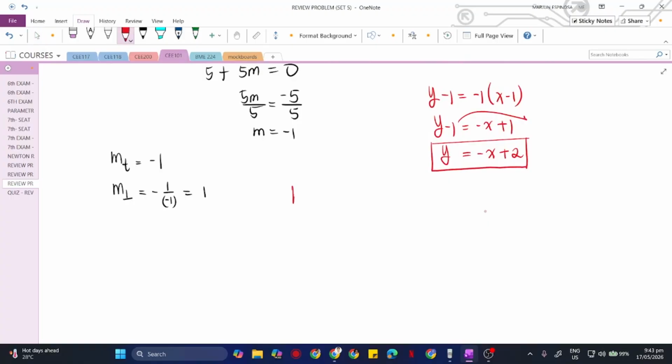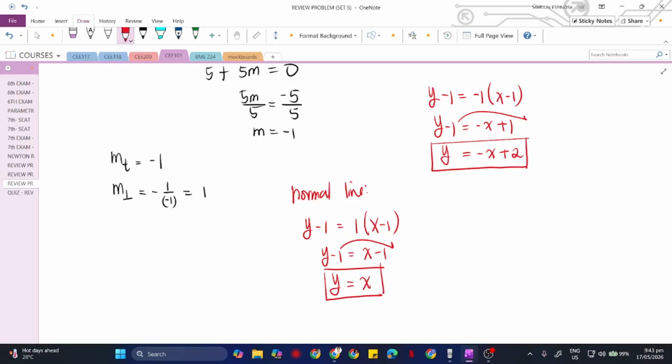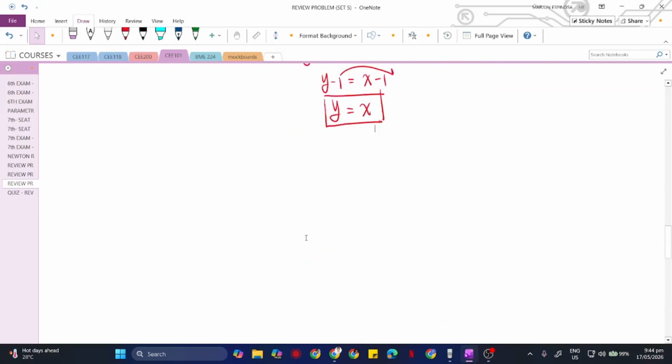For the equation of the normal line, we have y minus 1 equals the slope of the normal line, which is 1, times (x minus 1). Then we have y minus 1 equals x minus 1. Transposing this to the other side, we have y equals simply x. Okay, so that is our answer for the tangent and normal line equations.